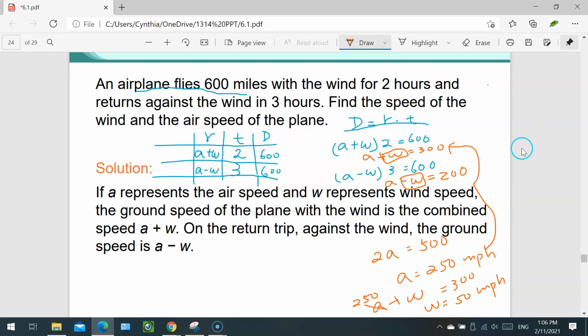So when they fly to the destination, it goes faster because the rate is 300 miles per hour, so it takes a shorter time. The return flight takes longer because they're flying against the wind, so the rate tends to be smaller. So that's why it takes a longer time to fly back.